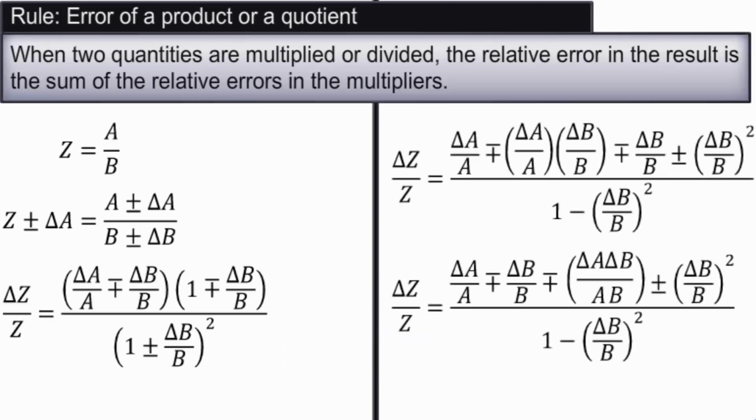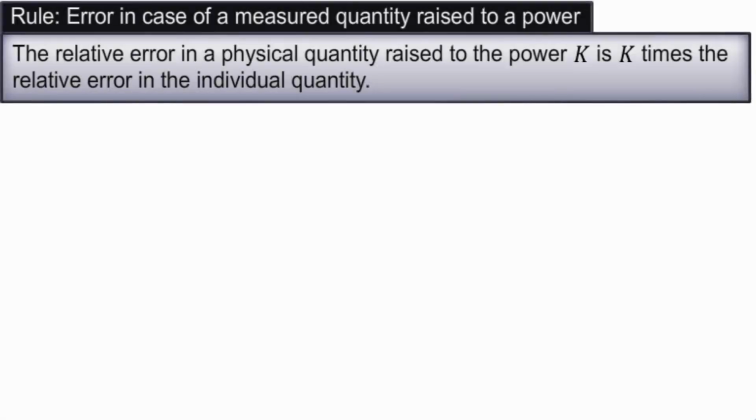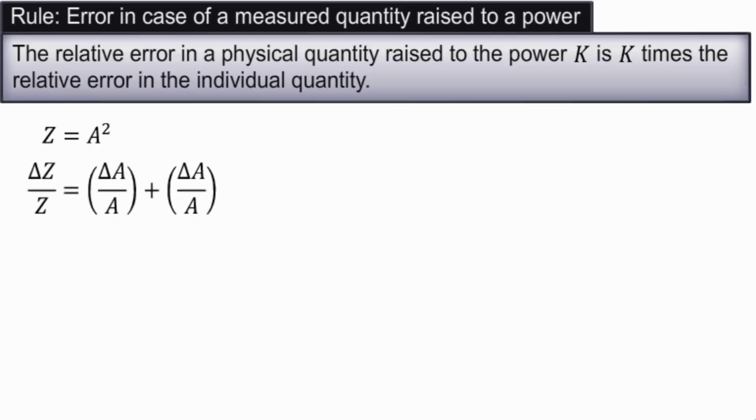The relative error in a physical quantity raised to the power k is k times the relative error in the individual quantity. If Z = A², then ΔZ/Z = ΔA/A + ΔA/A = 2ΔA/A. Hence, the relative error in A² is twice the relative error in A.